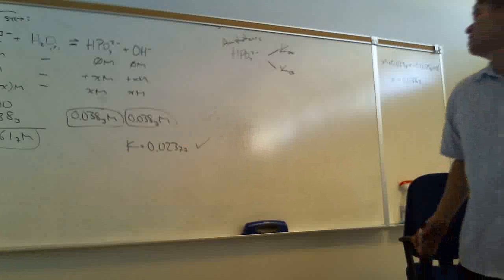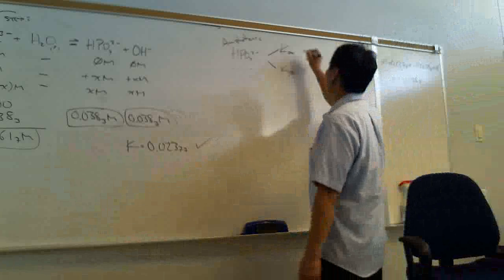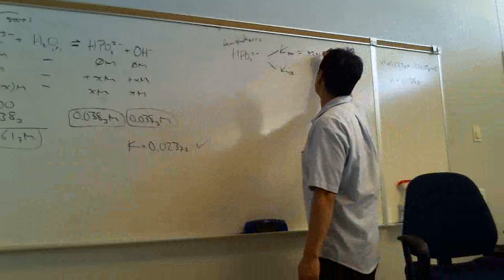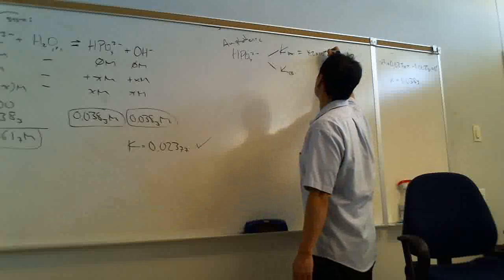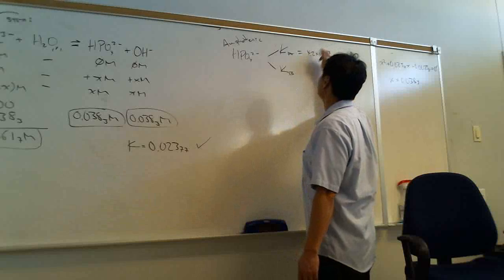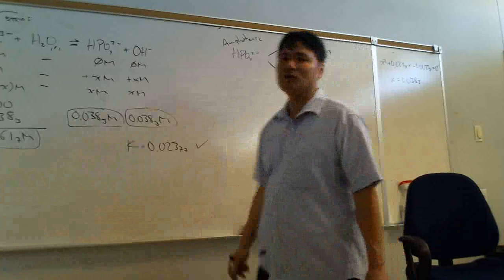Well, maybe we should see which one is bigger, right? And so what is the Ka for HPO4 2-? Somebody just looked it up. It's 4.2 times 10 to the minus 13. What is Kb for HPO4 2-?